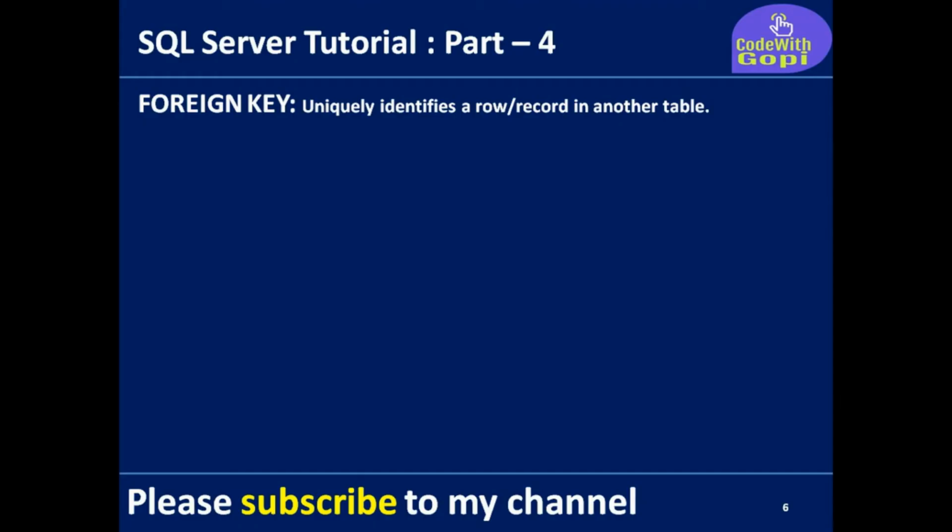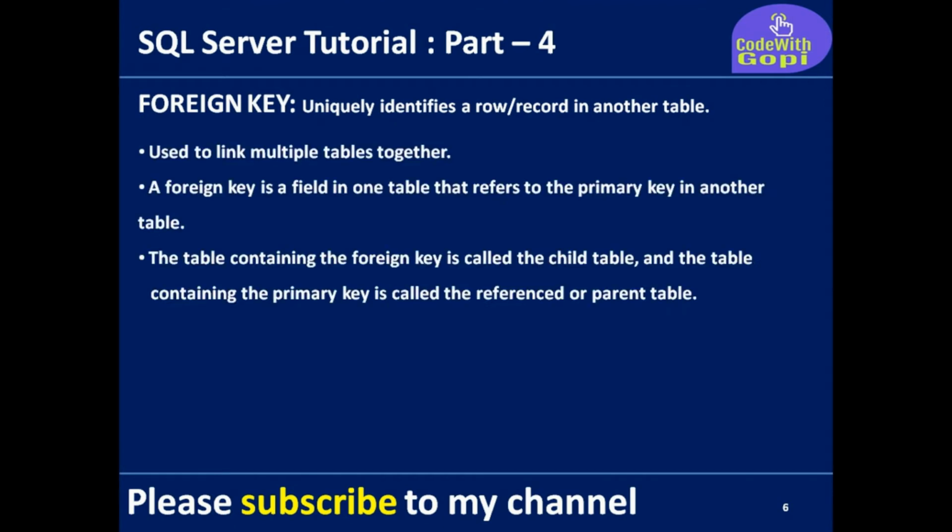Next constraint is foreign key. It uniquely identifies a row record in another table. Actually, it will be used to link multiple tables together. Suppose you have one table called employees and one more table called department. If you want to link between two tables, you have to use the foreign key. A foreign key is a field in one table that refers to the primary key in another table. The table containing the foreign key is called the child table, and the table containing the primary key is called the referenced or parent table.